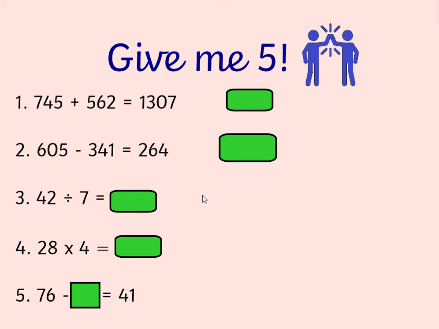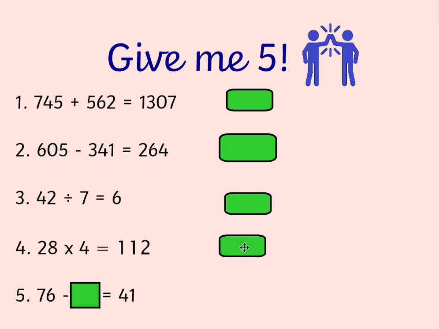Question 3, those of you that know your times tables securely will hopefully have found this really easy. Those of you that don't maybe need to be practicing a little bit more. So question number 3 was 42 divided by 7. You should have got 6. Question 4 was 28 multiplied by 4, and the answer was 112.